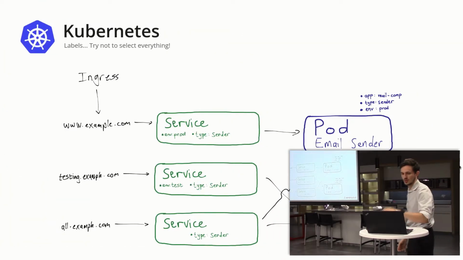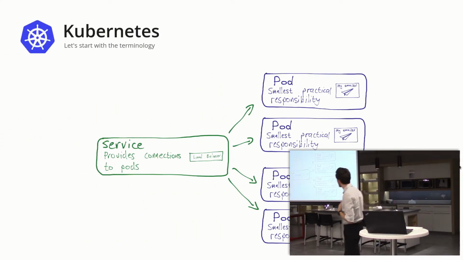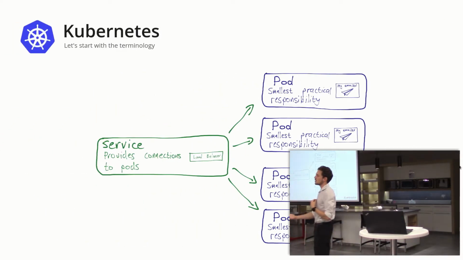But Docker Swarm can achieve this as well. It is true. So I wouldn't say that there's a huge difference between Docker Swarm and Kubernetes and what they can achieve. Kubernetes is just what I'm talking about today.